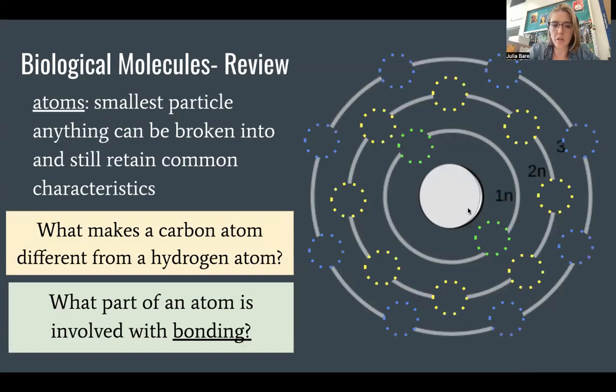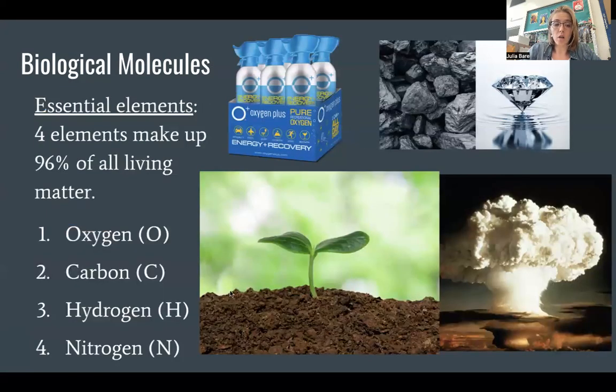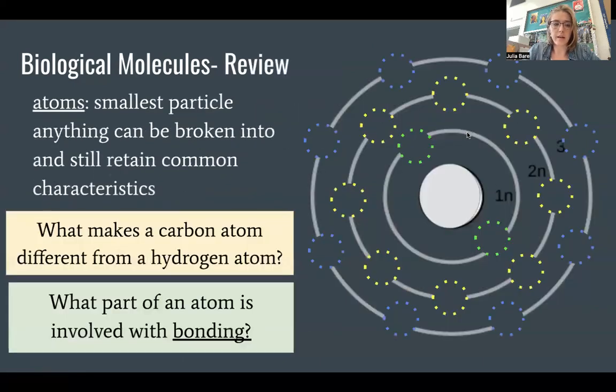And I want you to think about these two questions. We're thinking about the element of carbon, as in carbon dioxide or as in coal or diamonds. What makes a carbon atom different from a hydrogen atom? They're elements, they're atoms. What makes them different from each other? And when we're thinking about these atoms, what causes them to form chemical bonds? What causes them to stick together?